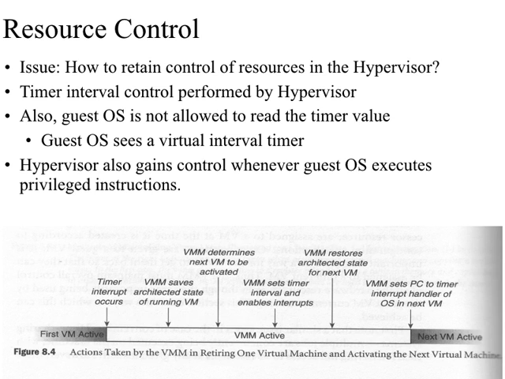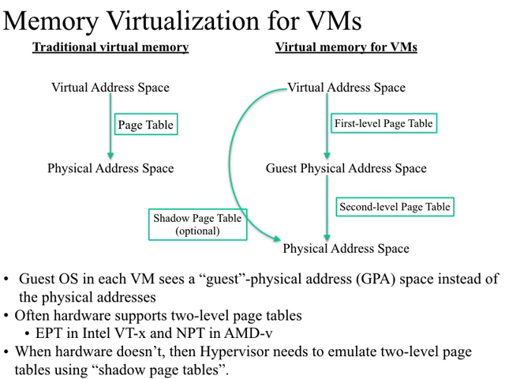The only difference from traditional operating systems is that here you are switching from one virtual machine to another virtual machine, and the hypervisor is the one performing the context switch. Next, let's look at memory virtualization, and how memory virtualization for VMs is different from traditional virtual memory. There are two figures shown here, one for traditional virtual memory and one for the virtual machines that we are discussing.